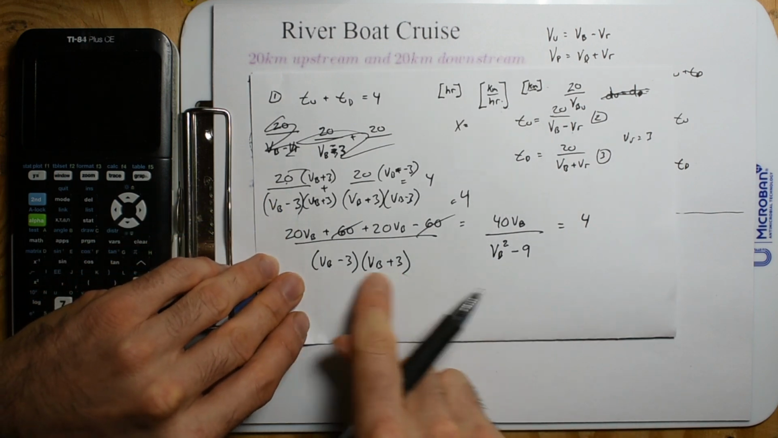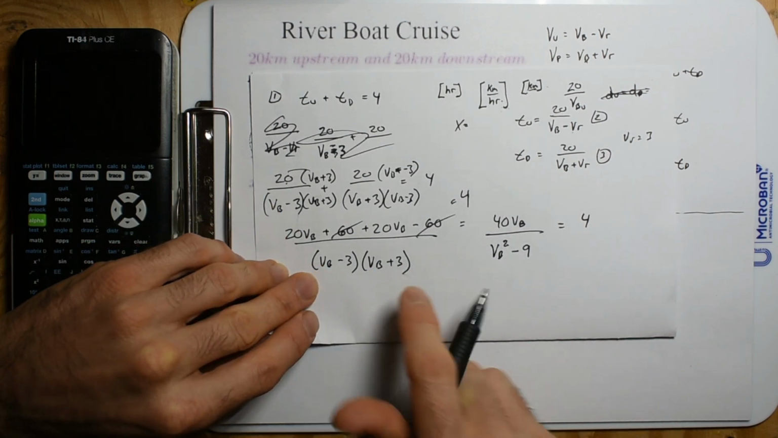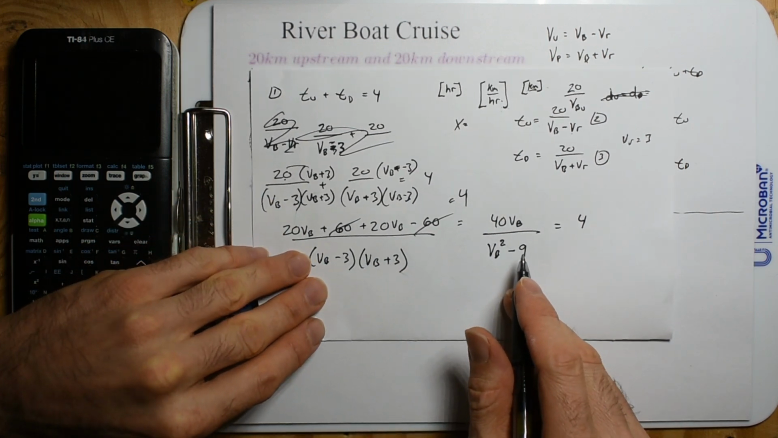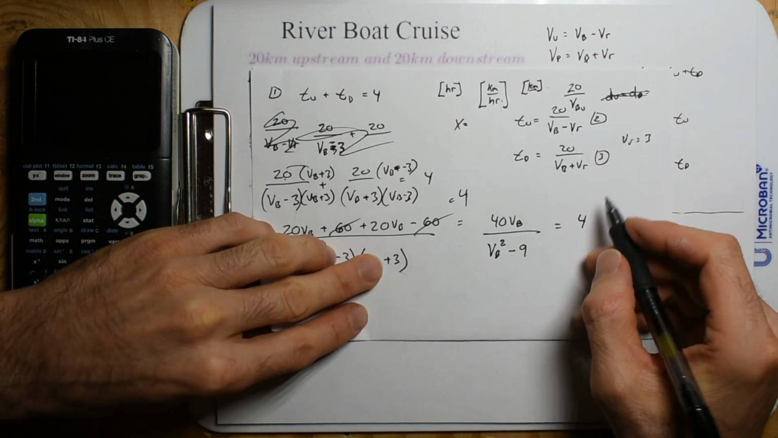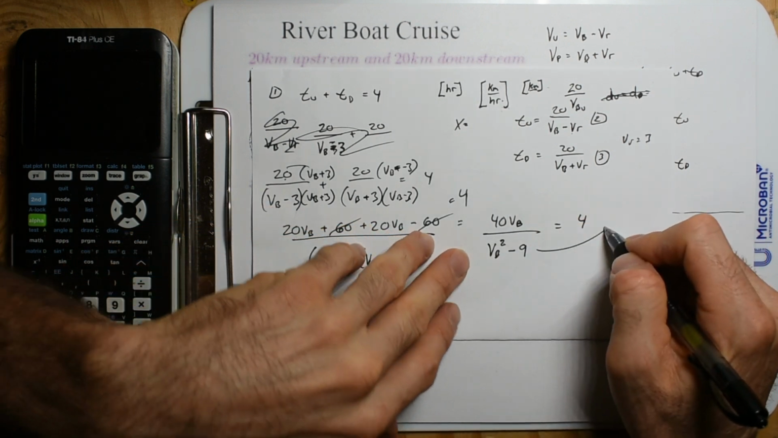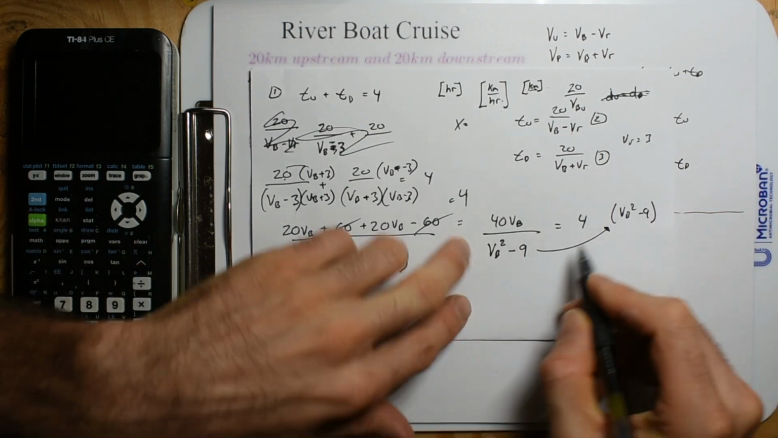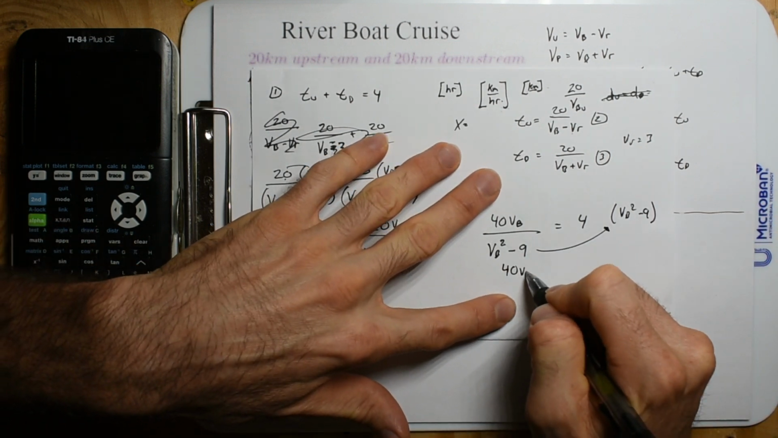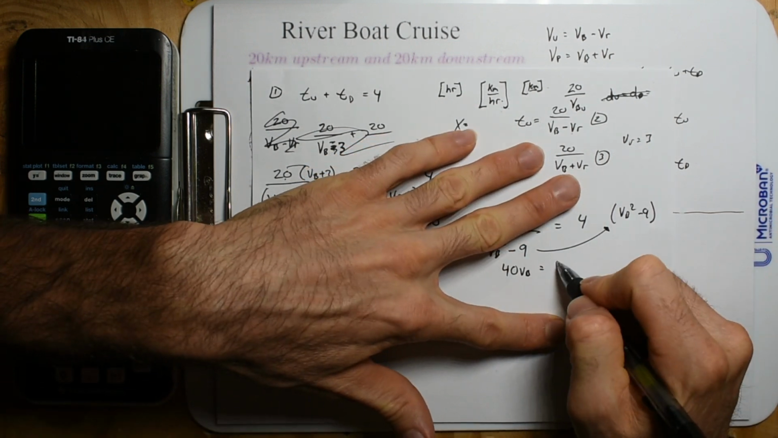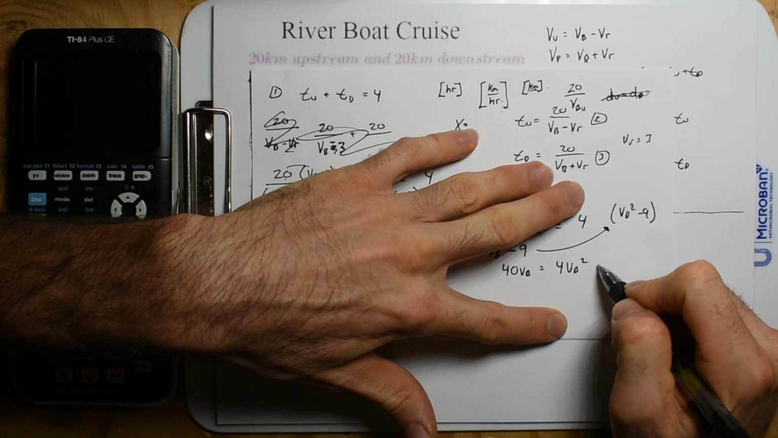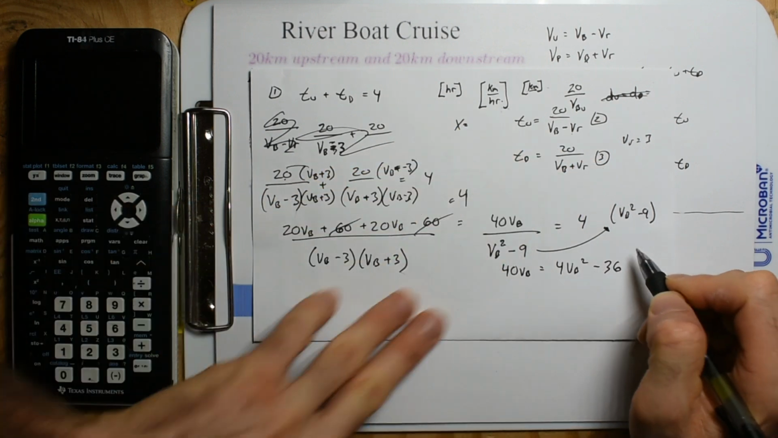Okay, heck yeah. So we got the denominator the same, and now we can bring that upstairs in this equation. So we're going to bring this upstairs, and we're going to VB squared minus 9. And so now we're going to have 40 VB is equal to 4 VB squared minus 36.